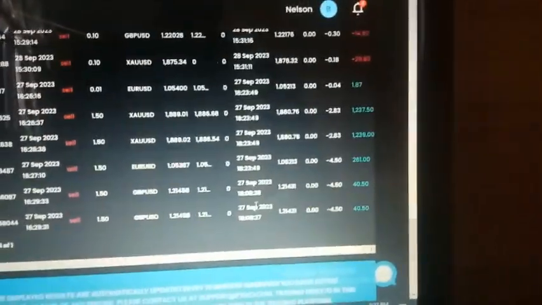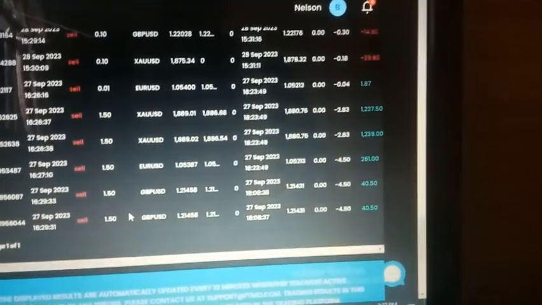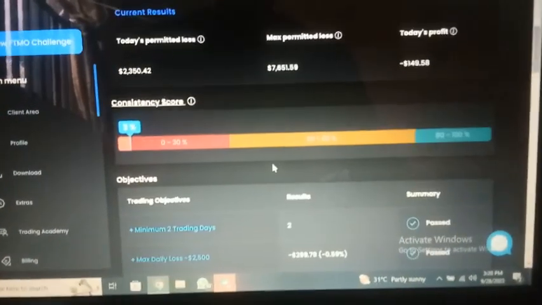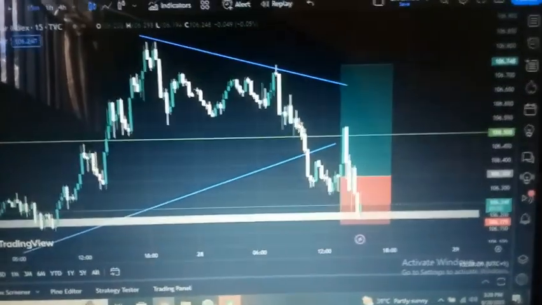On my USD trade, $200, and GBPUSD, which I closed out early and ended up reversing. So these are the trades I took in passing the account yesterday. Let me show you the trades I took, what I saw in the market and on the chart that made me take these trades. So let me go back to my chart.